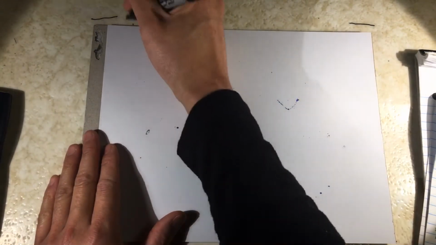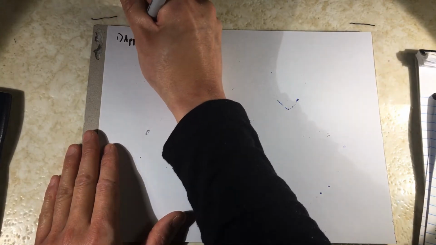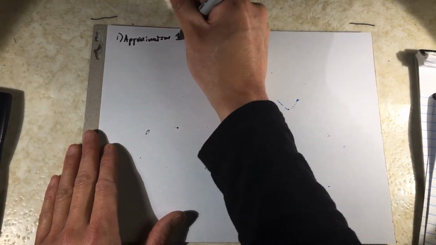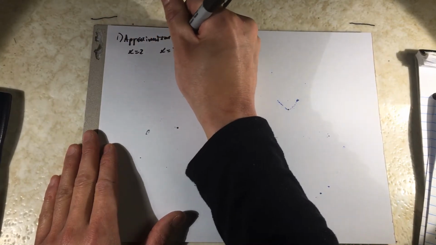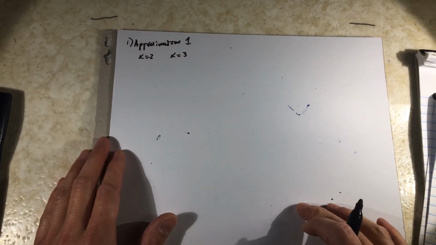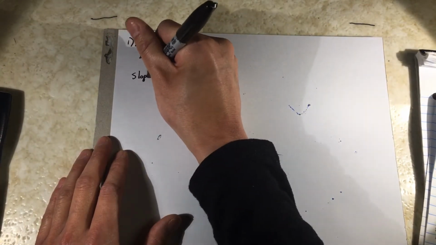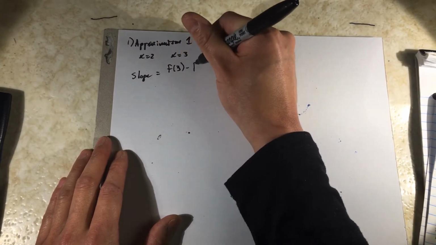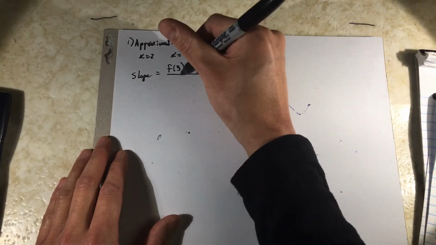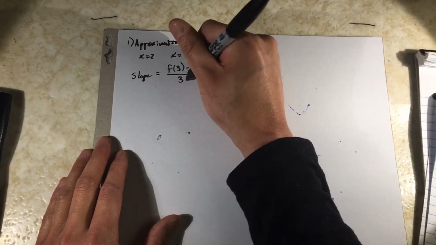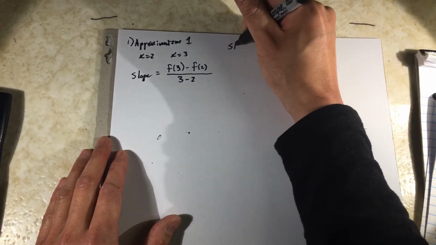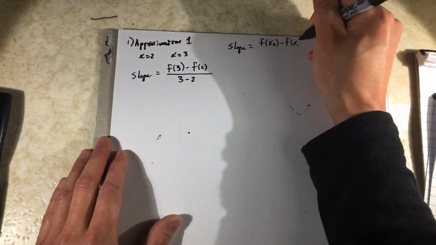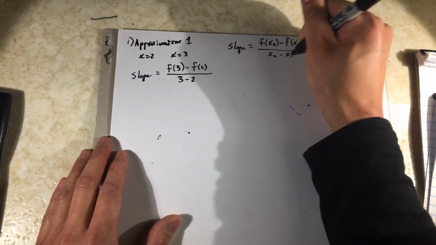All right, so let's do approximation 1 with x equals 2 and x equals 3. Okay, so if you remember, the slope is f of 3 minus f of 2, those are basically the y values, over 3 minus 2, right? So I'll just write the general equation. Slope is f of x2 minus f of x1 over x2 minus x1.